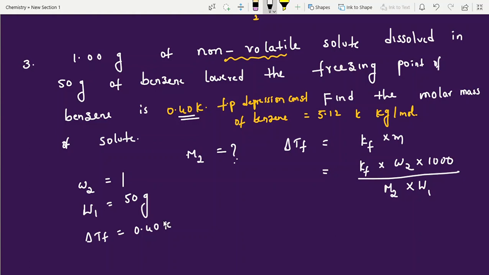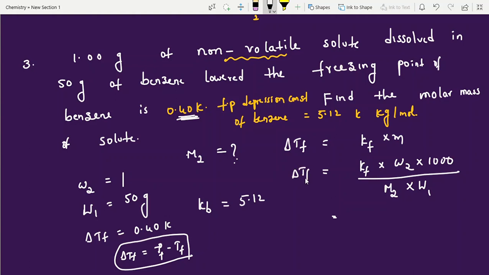If suppose they had given indirect information, how to calculate delta TF, students? Do you have any idea? Delta TF equal to, what is this? T naught F minus TF. This is the formula actually. But here no need. Directly they had given one value that you can substitute. Freezing point constant, that is nothing but Kf. See, everything is in your hand, calculate delta TF. So finally what they are asking, M2, interchange these two. M2 equal to Kf into W2 into 1000 by delta TF into W1.